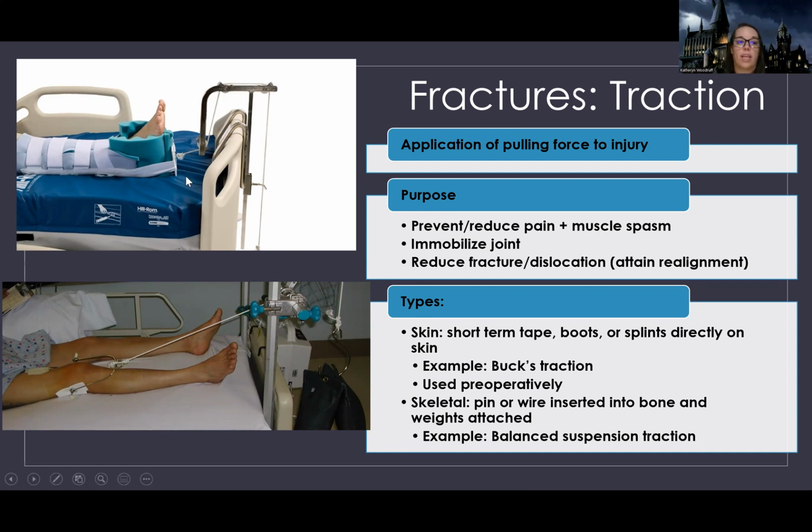The first type is what's called skin traction, which is what you'll see up here, this boot, also known as Buck's traction. Usually we use this preoperatively. This is not necessarily used long-term, but we use this preoperatively, before they go to surgery, in order to immobilize and keep the reduction of the fracture, until they can get to surgery and maybe have that open internal reduction, et cetera, and/or fixation. And so it's directly on the skin. And I'll talk more about risks associated with that here in a minute.